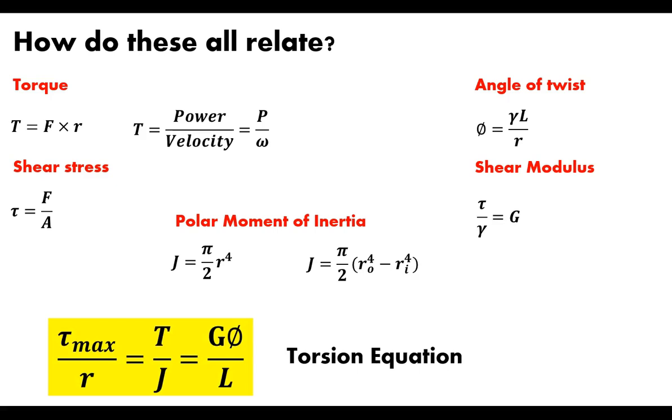And if you put these together, through some algebraic relating, you get what's known as the general torsion equation. It's just saying the ratio of the maximum shear stress to the radius is equal to the ratio of the torque to the polar moment of inertia, which is equal to the shear modulus times the angle of twist over the length. And with this basic equation, we can algebraically derive other equations that are going to be important to the design of a drive shaft.